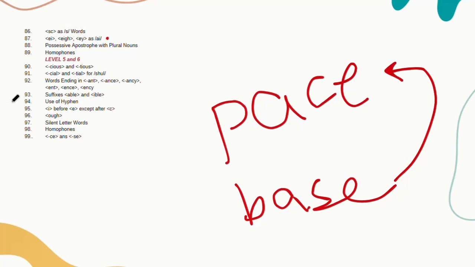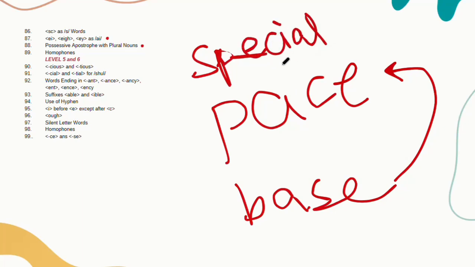Okay? We have possessive apostrophe with plural nouns. It's a grammar topic, but since it also changes the spelling, that's why we teach this here. The shun suffixes CIOUS, TIOUS, and the shall suffixes CIAL and TIAL, like in special, right? Artificial. Special, artificial, this is the shell sound. So we introduce this spelling of the shell sound, then the end sound, the able suffix, and use of hyphen between words.